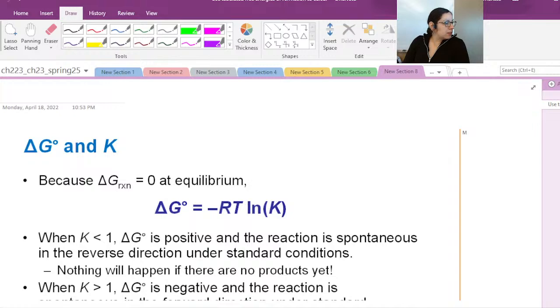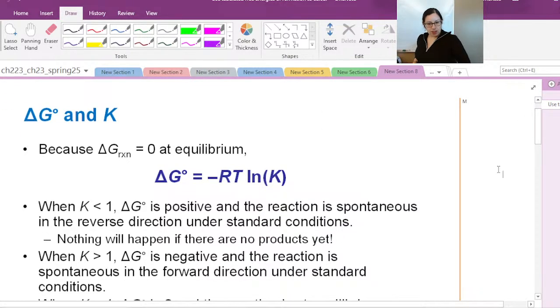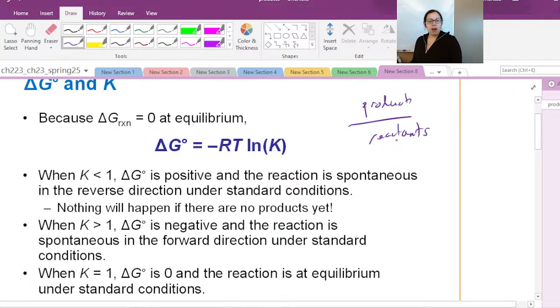All right, so now let's go back and relate our equilibrium constant to our G. Again, we'll pay attention to the signs. Let's see what it is saying. If our K is less than 1, we have to think about what K was: products over reactants. It's just a measure of how forward it's going.